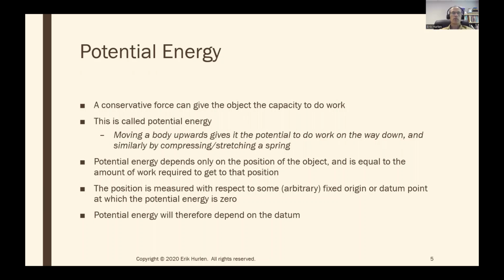Note that the value of the potential energy is not what is important, as we only care about changes in potential energy. Therefore, the datum can be picked to be any location, some being more convenient than others. For example, the ground is usually chosen as the datum for the potential energy, but really any point can be picked.